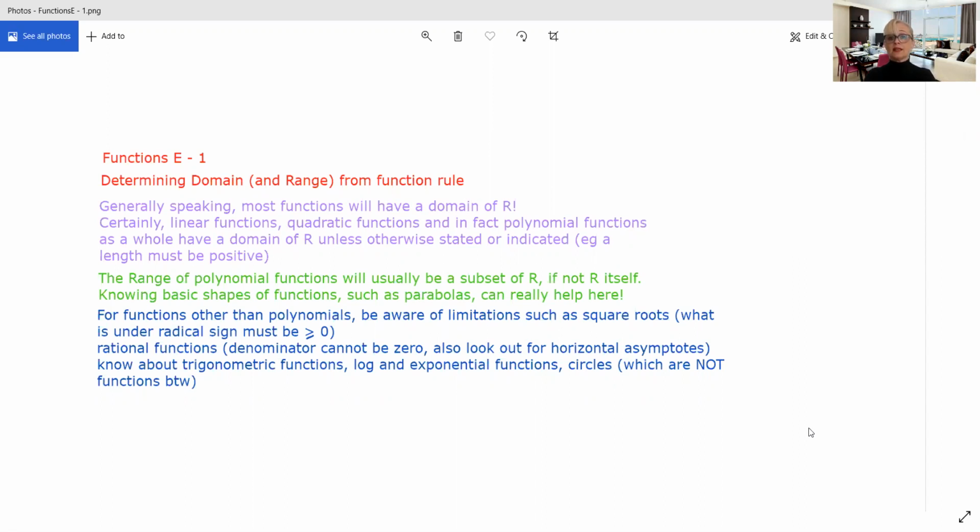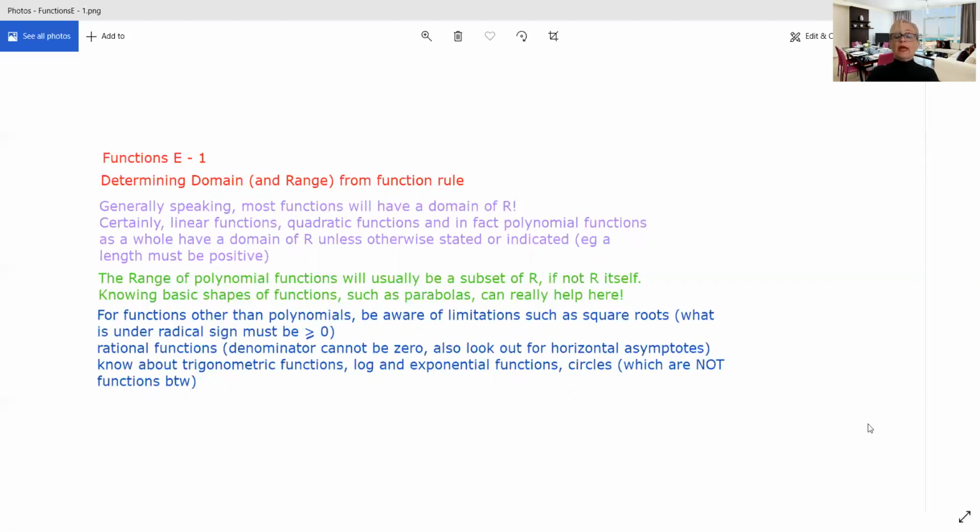Sometimes it's still a good idea to get a little sketch happening, just a very rough one, so that you can see what's going on, and that will help you. Generally speaking, most of the functions that you would have already met will have a domain of the real numbers. Linear functions, quadratic functions, any polynomial function, unless there is a good reason for it to not be applicable for all real values of x, such as maybe x is representing the length, then we can assume that it's okay for all real values of x.